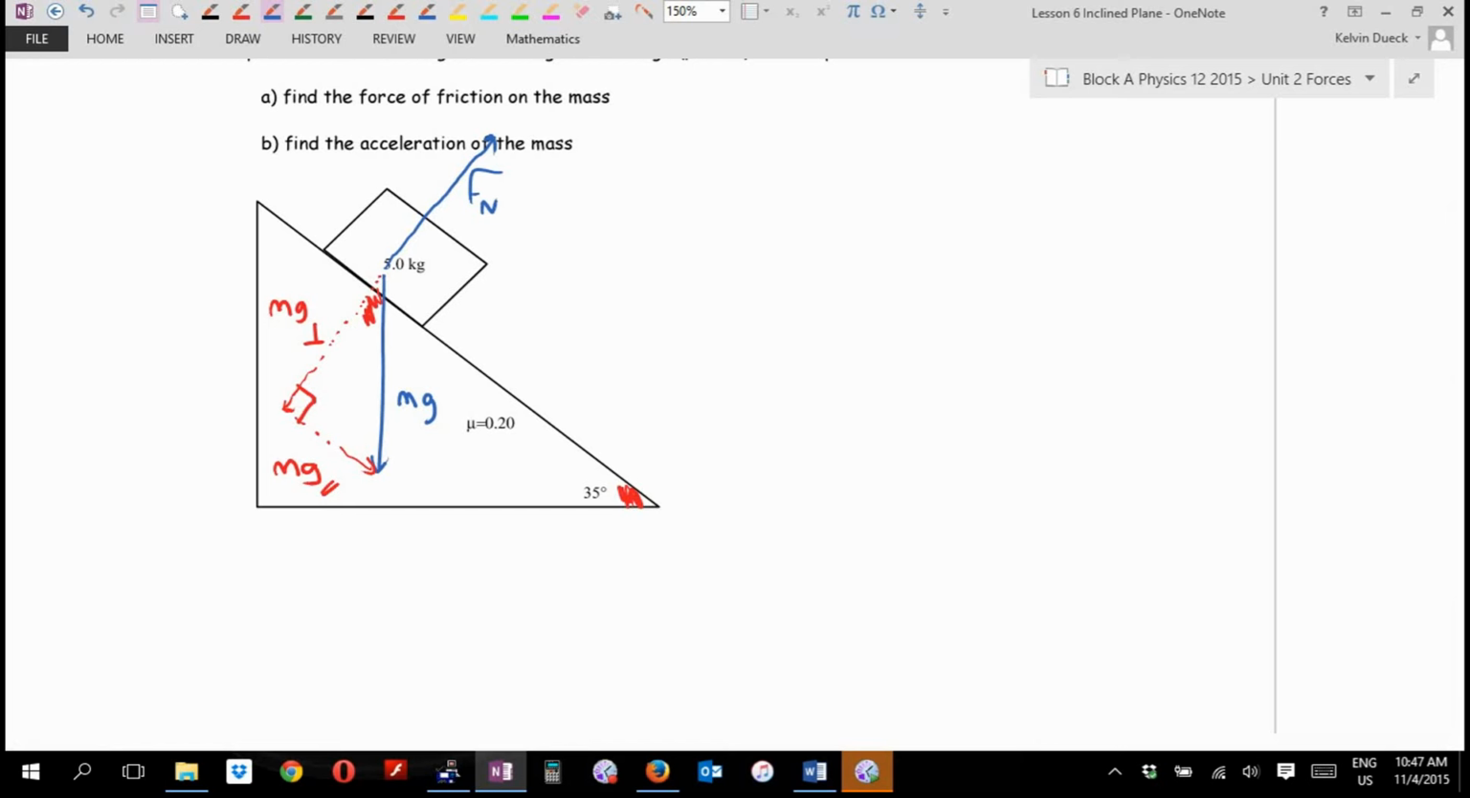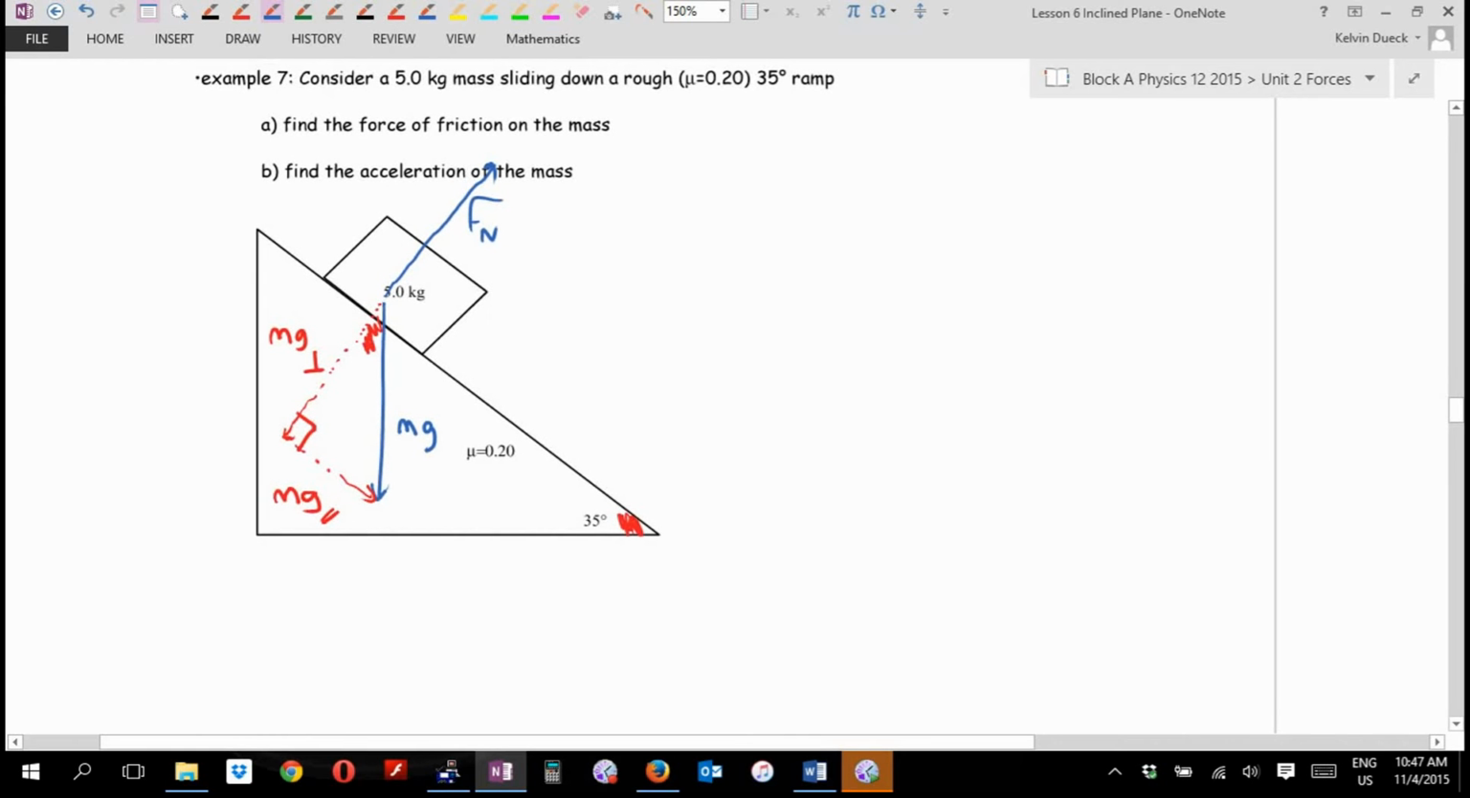Which way is this mass sliding, up or down? Which way is friction acting then? I got to be careful, up the ramp, right? Not up, but up the ramp. And I should have said, which way is this mass sliding, up the ramp or down the ramp? So friction, why did I draw friction shorter than mg parallel? Because I think mg parallel is winning.